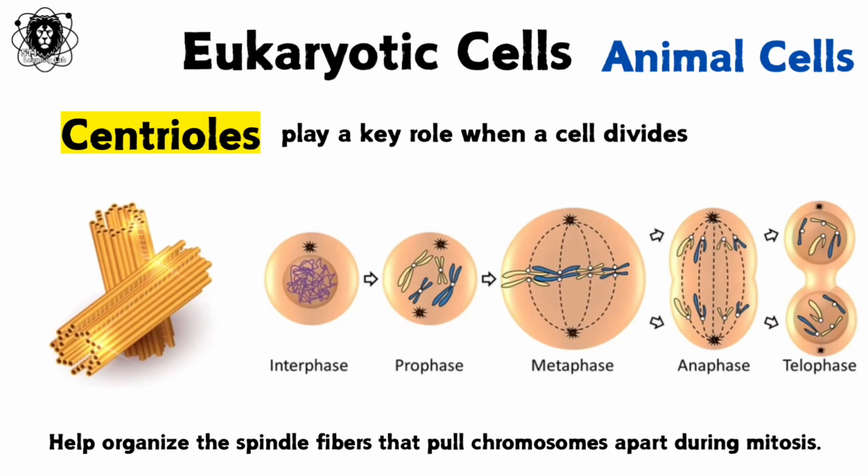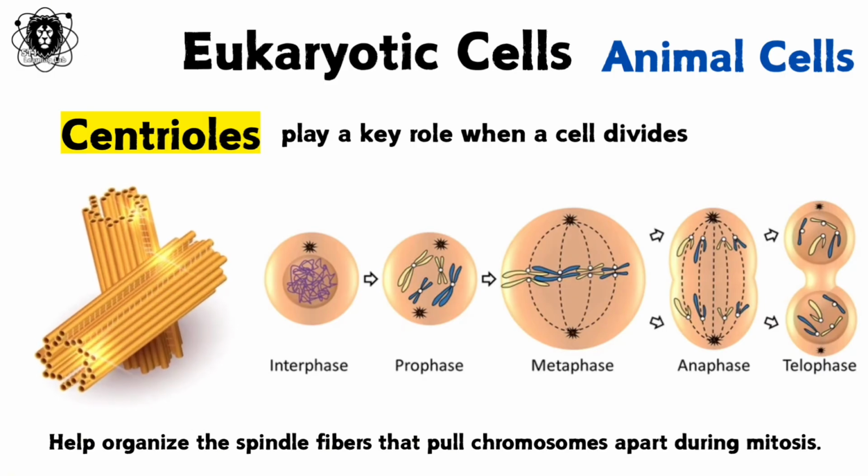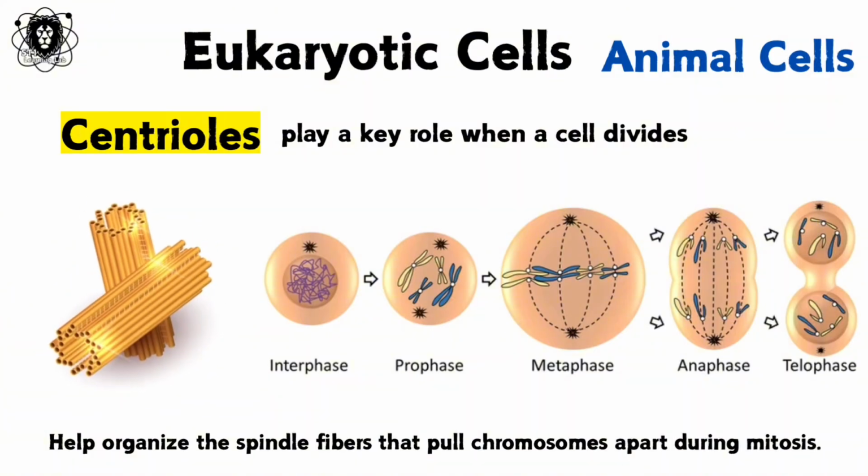Centrioles, found only in animal cells, play a key role when a cell divides. They help organize the spindle fibers that pull chromosomes apart during mitosis.